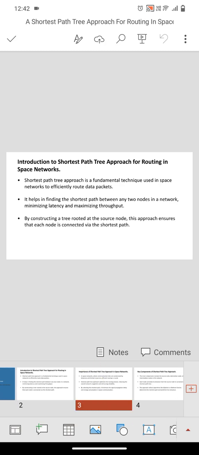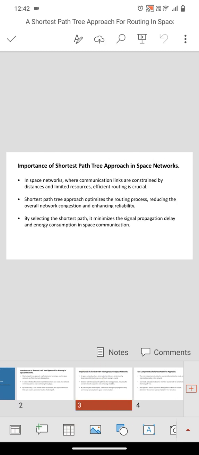We can see the next slide. The importance of the shortest path tree approach in space networks. In space networks where communication links are constrained by distance and limited resources, efficient routing is crucial. The shortest path tree approach optimizes the routing process, reducing the overall network congestion and increasing reliability. By selecting the shortest path, it minimizes the signal propagation delay and energy consumption in space communication.